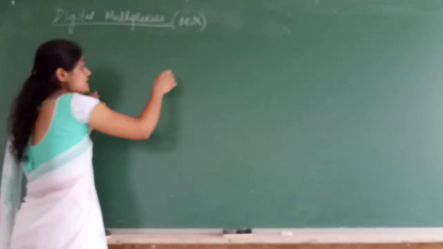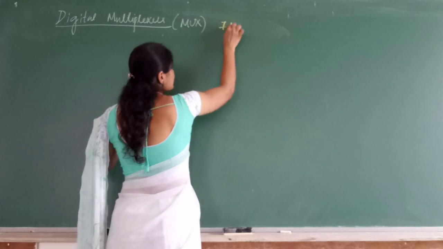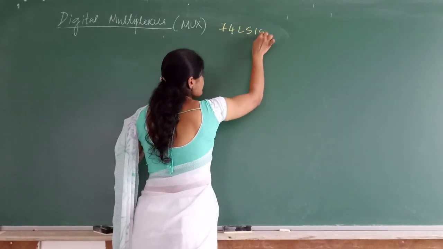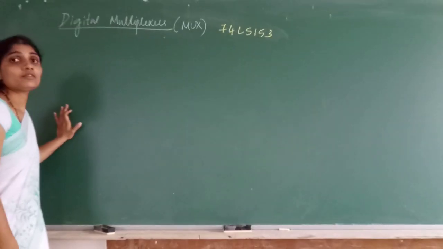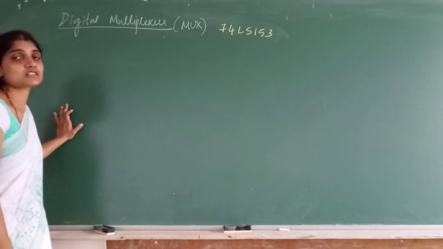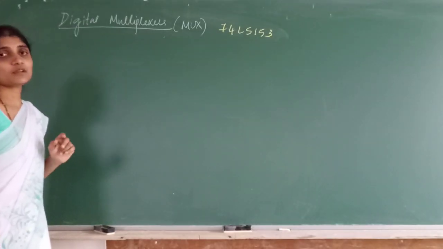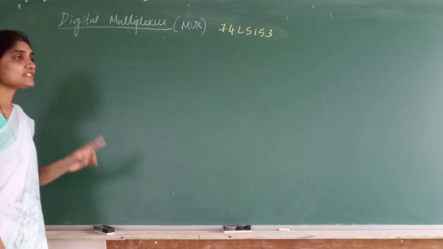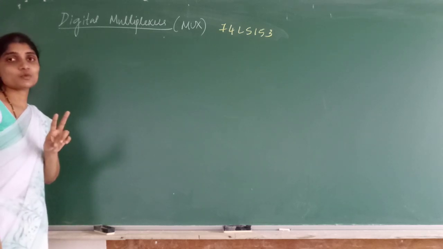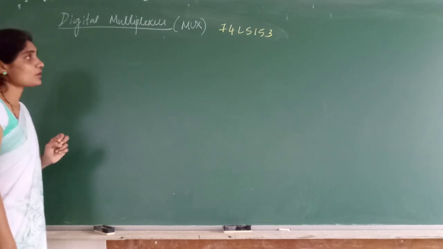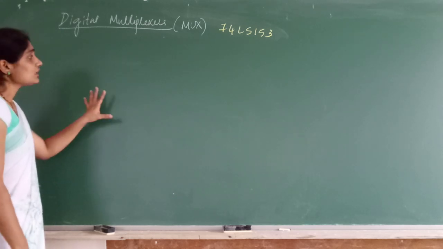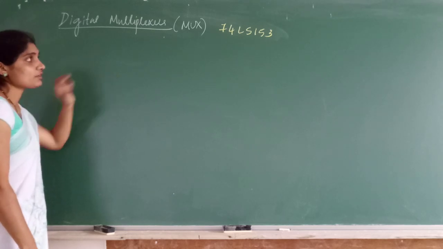The IC number is 74LS153. It's a dual 4:1 mux. You know what is the meaning of dual? In a single IC, we will be having two 4:1 muxes. So 74LS153 is a dual 4:1 mux. Now let me write the IEEE logic symbol of 74LS153.